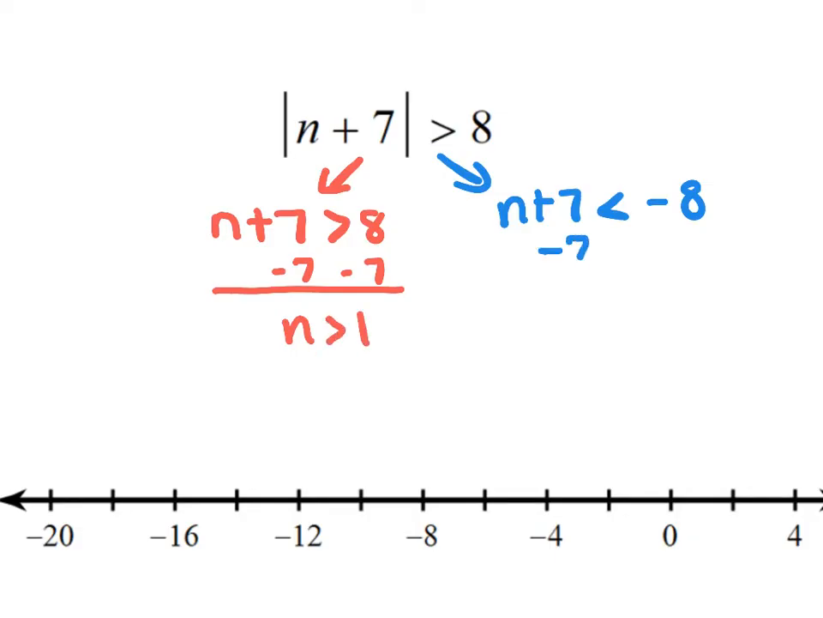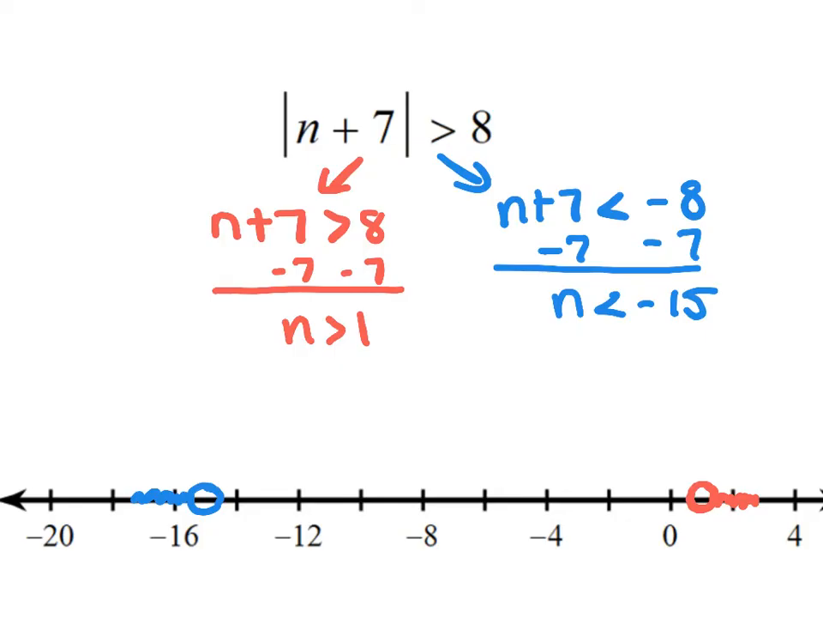For the other side, we would subtract 7 from both sides. So you would have n is less than -15. Now if we are to graph, we're going to graph them separately. So I have n is greater than 1. So I'm going to find 1, put an open circle, and shade part of the graph, so it'll be going to the right. For n is less than -15, I'm going to find -15, which will have an open circle, and shade part of the graph. And now we see that the graphs are going in opposite directions.